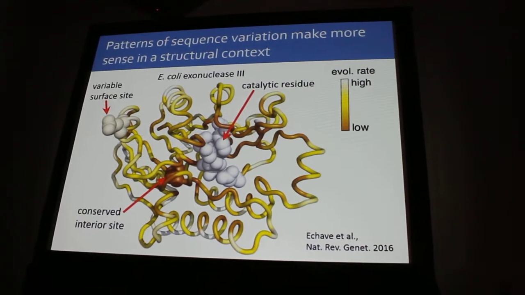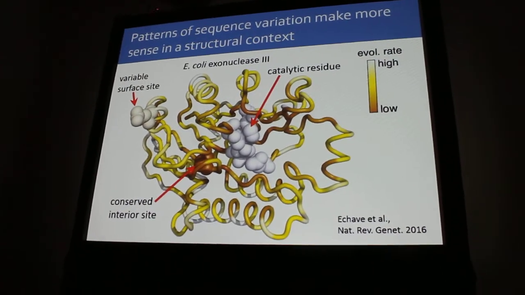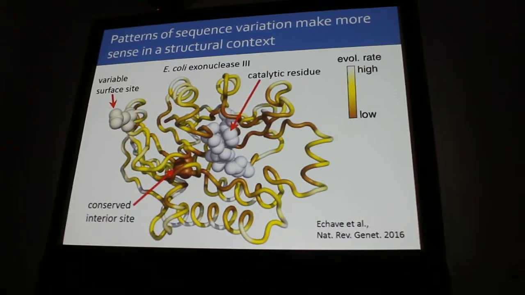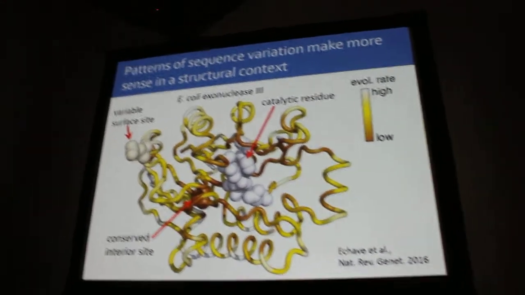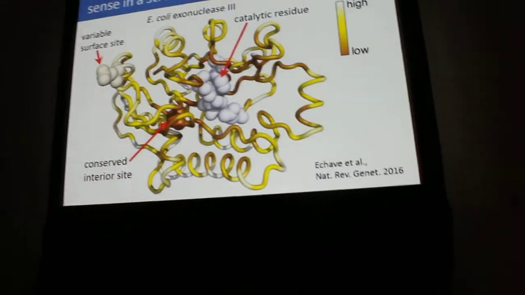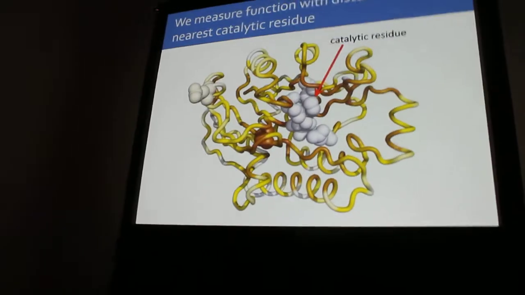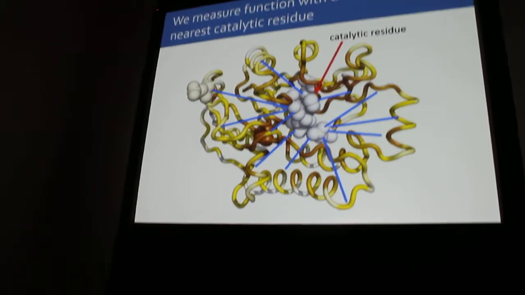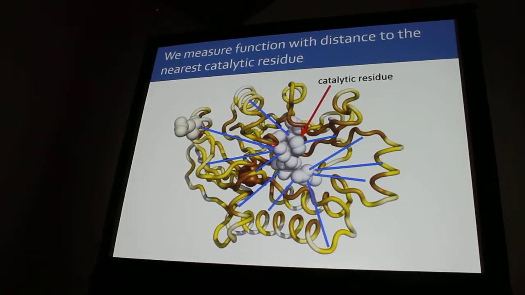And so that's the specific question that we looked at in this particular study. To what extent do catalytic residues constrain the evolution of sites in a protein? To do that, we need to somehow measure where we are relative to a catalytic residue, and we simply measure the distance. So from each site in the structure, we measure the distance to the nearest catalytic residue.